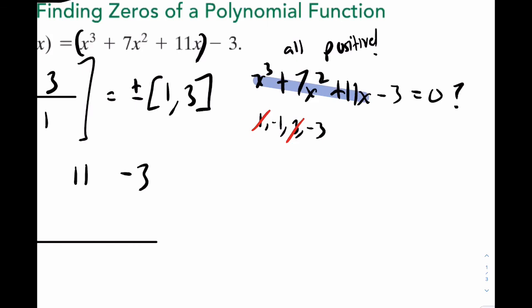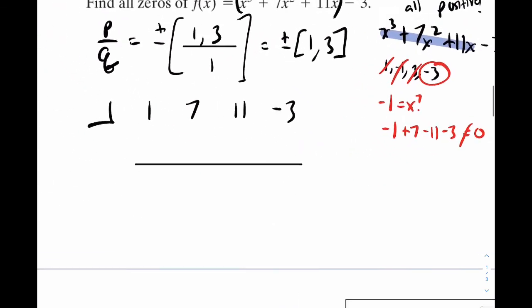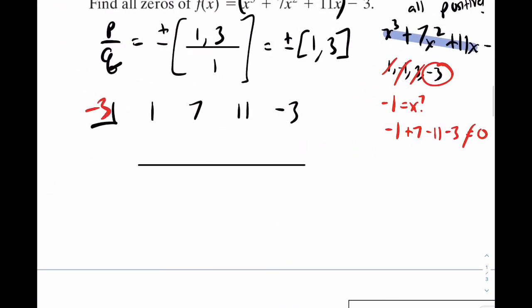You can start with the negative 1, so let's plug it in, negative 1. So plug in negative 1 for x, you get negative 1 plus 7 minus 11 minus 3. Does that equal 0? It does not, which means that negative 3 is the one we want. So no sense in checking, it has to work. Negative 3, 1, let's multiply, negative 3, 4, negative 12, negative 1, 3.